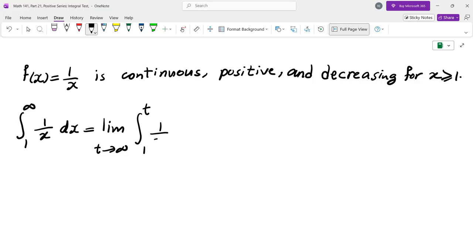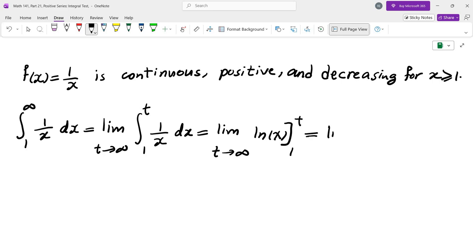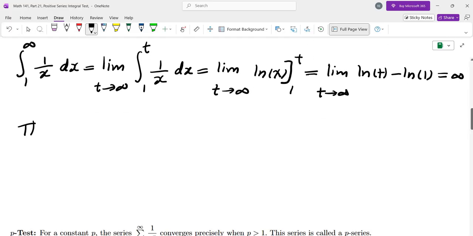Let's integrate this from 1 to t and then take the limit. So this is the limit as t goes to infinity of natural log of x from 1 to t, which is the limit as t goes to infinity of natural log of t minus natural log of 1. And if we let t go to infinity, that is infinity. So this series diverges. So that's the first one.